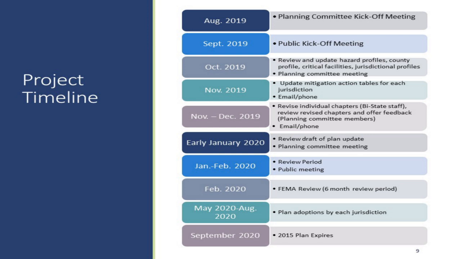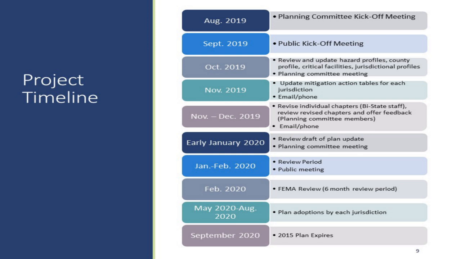And so you can see in January and February, we enter into the review period. We will have at least one more public meeting where we will have copies of the draft plan available for folks to comment on. And then we will send the plan off to FEMA at that time for them to start reviewing. That begins the 6-month review process in February.